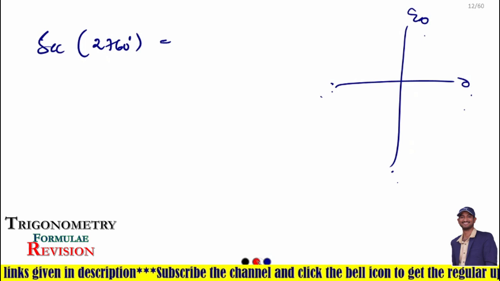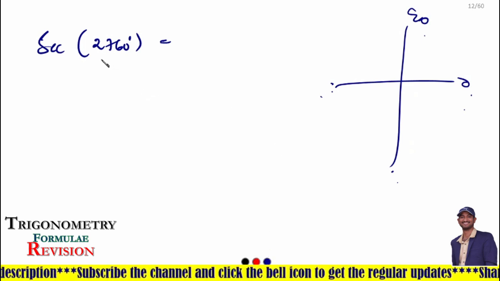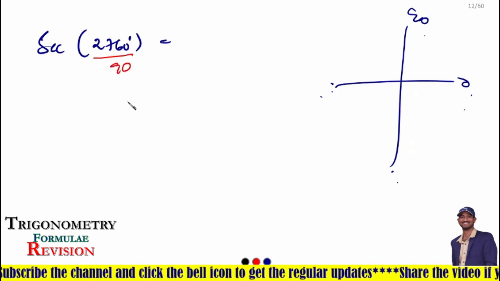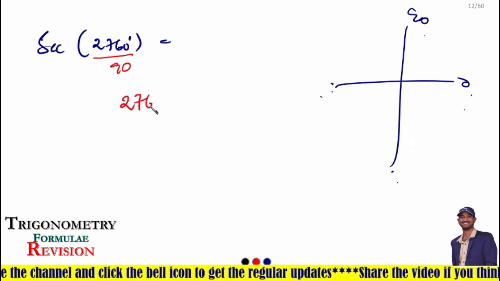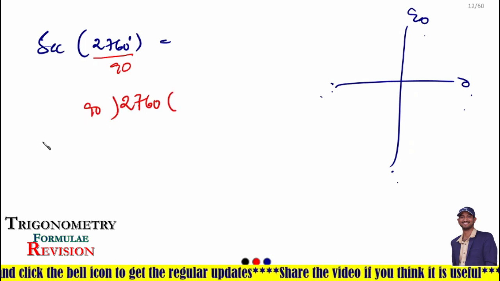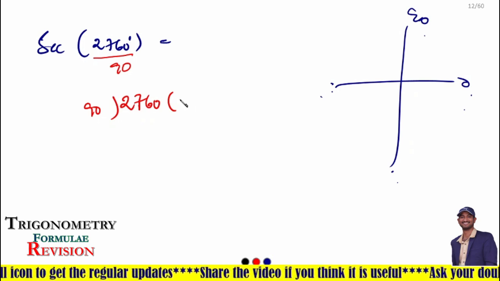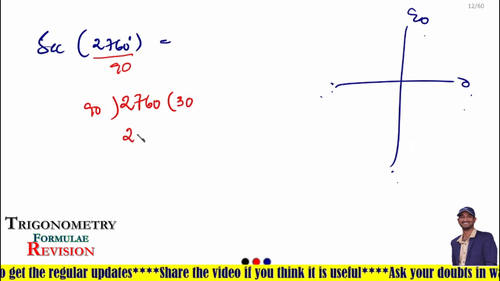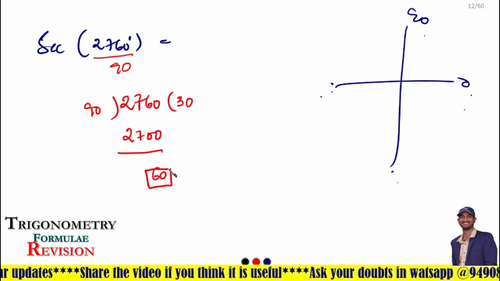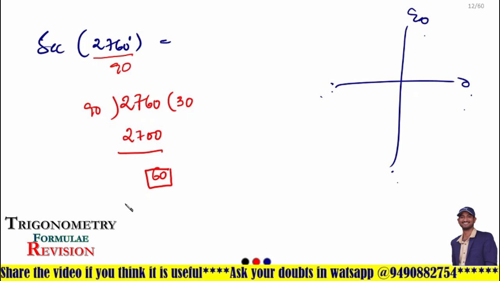Whenever a higher angle is given, first what you have to do? You have to divide the angle by 90. 2760 divided by 90. Now tell me what is the value? 90 30s. 90 30s is how much? 2700, and 60 is the remaining angle. That's it. Yes or no? Is there any doubt? Okay.